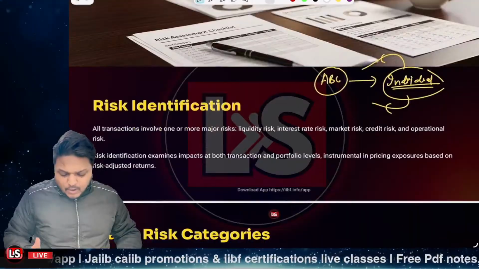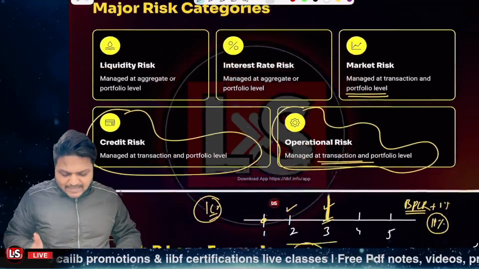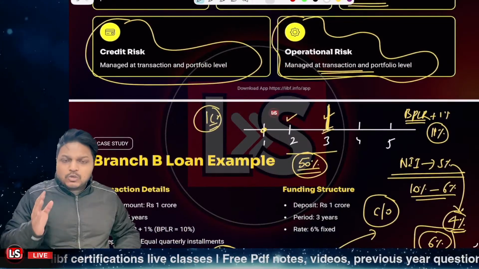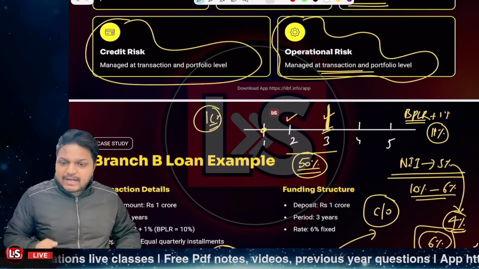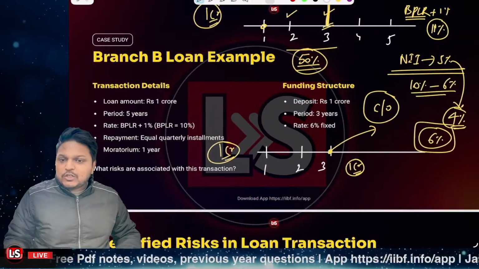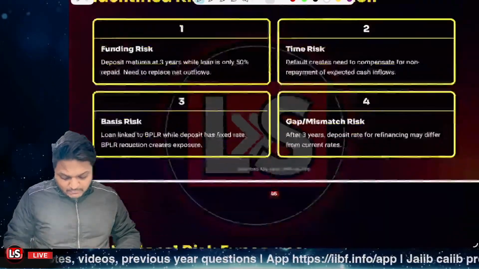So we covered risk identification, the major risk categories, and we even covered a case study, right? So if you have a resolution that you want to clear the CIB in the first attempt, this is going to be a very good opportunity for you, right?